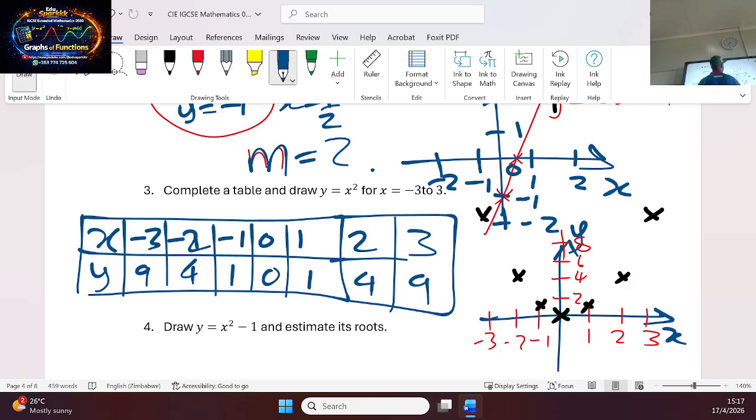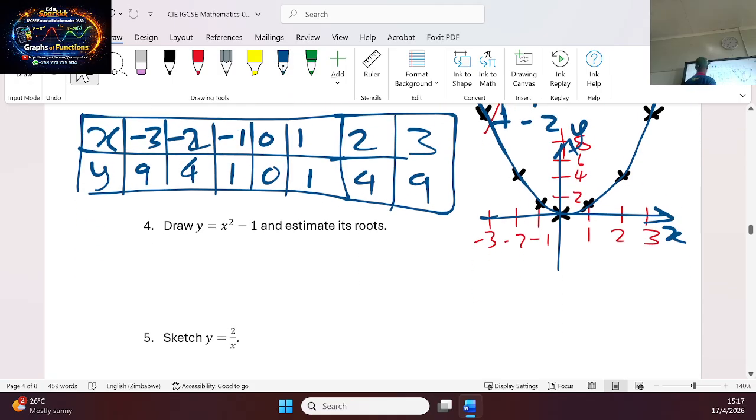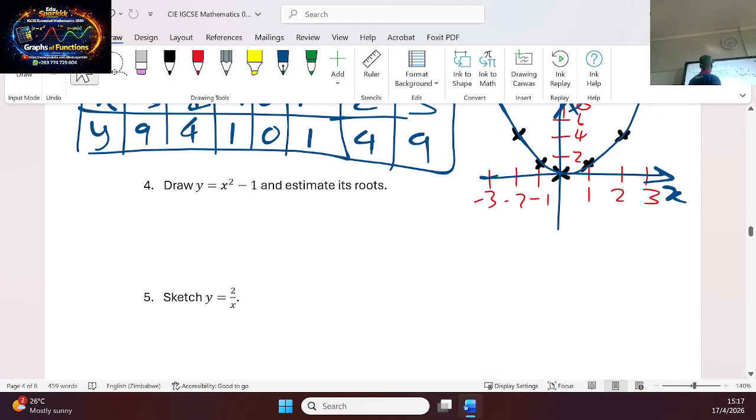So now if you can follow through clearly, you can see that this is a symmetrical curve about that point. Then we put the equation that this is y equal to x squared. I think you can see that inverted U shape, we call it a parabola. Then draw the graph of y equal to x squared minus 1 and estimate its roots.